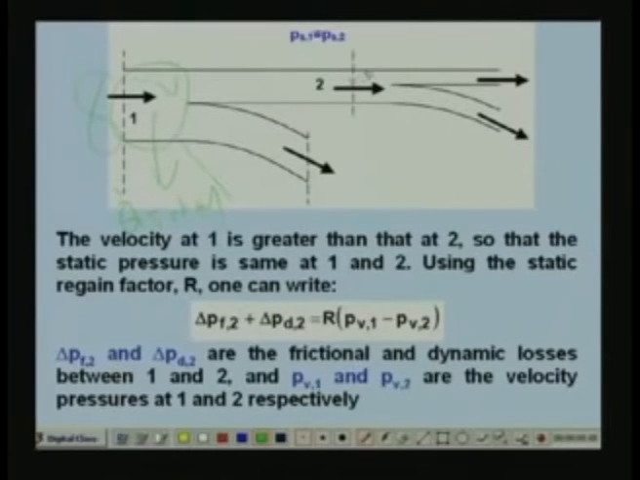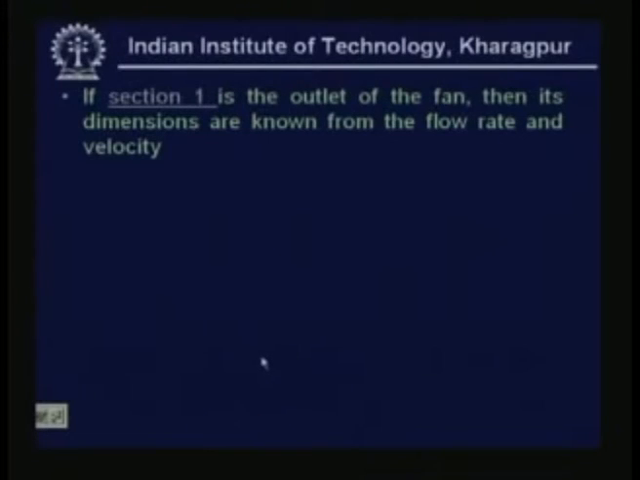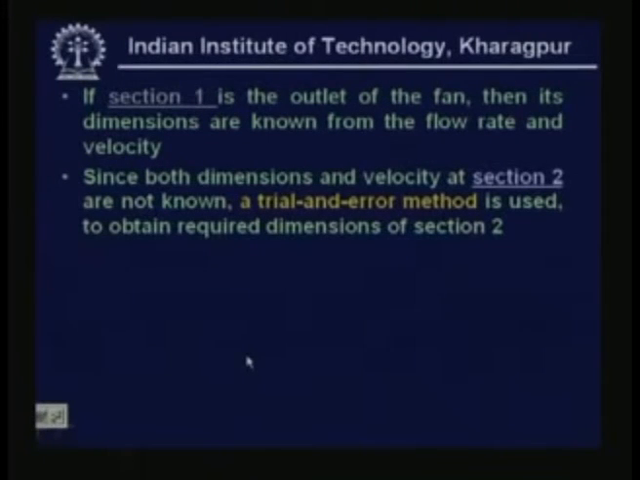Then what we have to do is reduce the velocity here. You may have to increase the dimensions for that purpose. So, you reduce the velocity such that the static pressure remains constant. However, since both dimensions and velocity at section 2 are not known beforehand, we have to use the trial and error method to obtain the required dimensions of section 2.